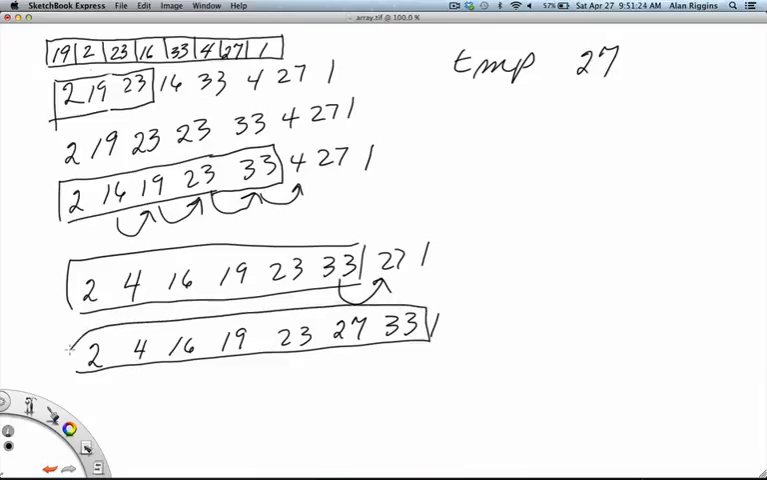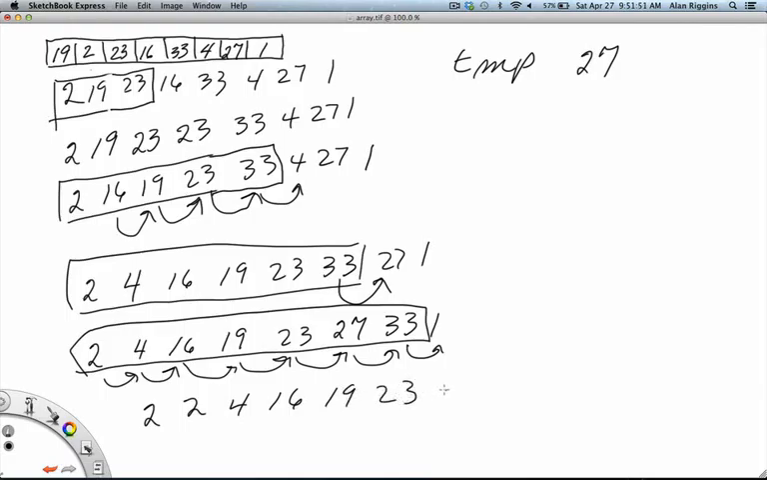And then we are at the last element in the array, the 1. So again, we start shifting. We shift the 33, the 27, the 23, the 19, the 16, the 4, the 2. So we end up with 2, 2, 4, 16, 19, 23, 27, and 33. And at that point, we fall out of the inner loop, and here we write the 1. And our array is now in sorted order.